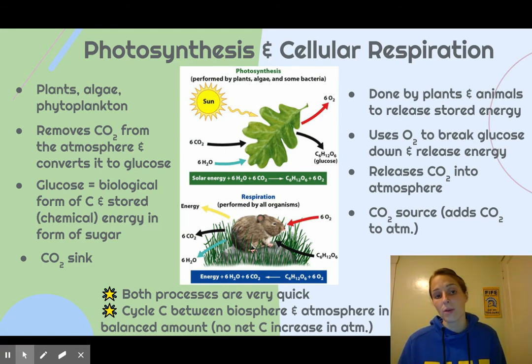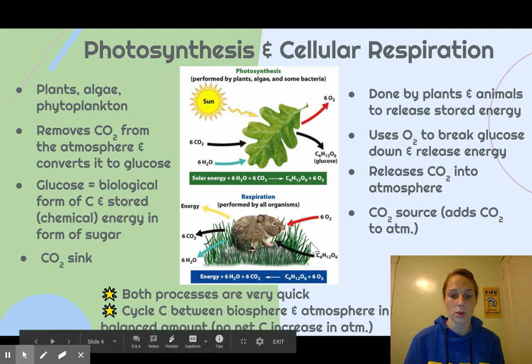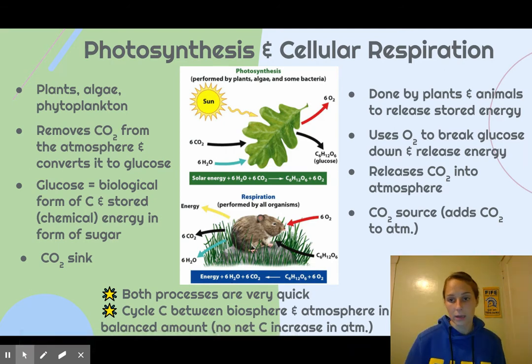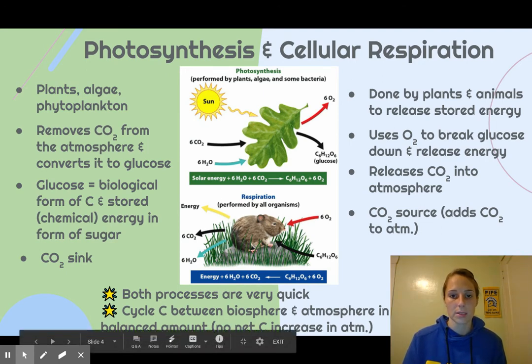Now, when we think about photosynthesis and cellular respiration in the carbon cycle, what ends up happening with the carbon between the biosphere and the atmosphere is a pretty balanced amount. There isn't really any net increase in the atmosphere because these two equations are opposite each other: carbon dioxide is taken in and converted to glucose, and glucose goes out. So it's a process that's cycling these carbon atoms, but it's not really adding more or taking any out. It just keeps happening in a pretty quick process.